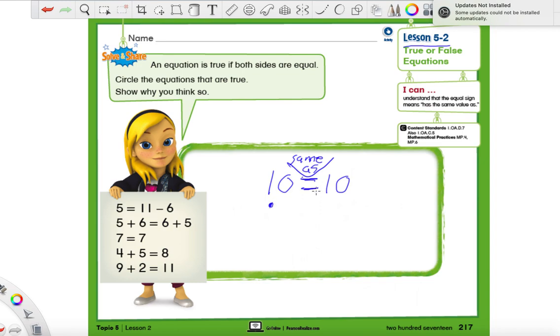Well, I have 10 on this side of the fence, right? 1, 2, 3, 4, 5, 6, 7, 8, 9, 10. 1, 2, 3, 4, 5, 6, 7, 8, 9, and 10. Now, do I have the same number of dots on each side of the fence? I do. So we would say that this is true. That 10 is the same as 10. But what if I changed it just a little bit?